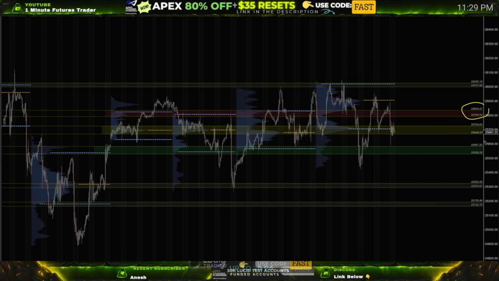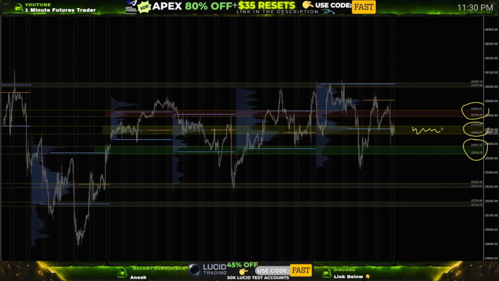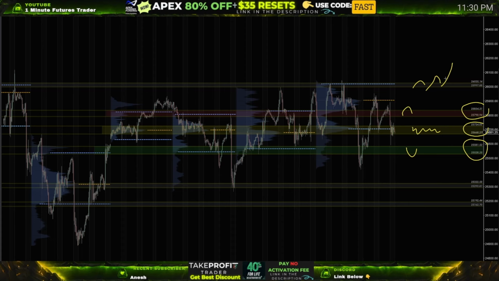For the following week, you watch these two levels here, and then be careful at this level here, the point of control. Don't get chopped here. Look for the rejections, or if it goes through, hold for a run. That is pretty much what I will be looking for in the coming week.